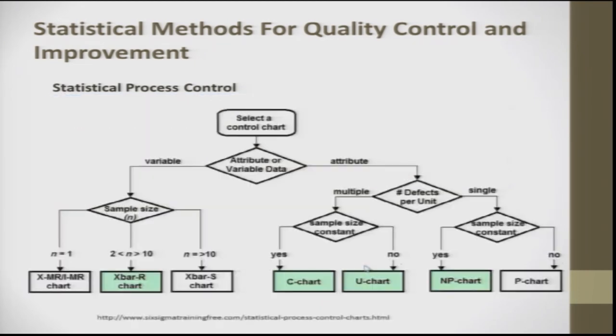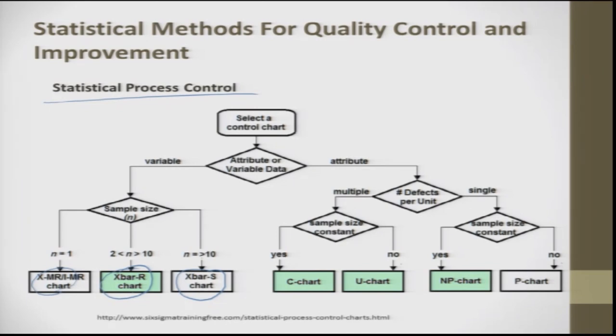So, statistical process control, if you put it in a flow chart, you can have variables and attributes. For variables, you have a sample size: n equal to 1, you do this; n between 2 and 10, you have the X bar chart and R bar chart; n greater than 10, you always go for the S bar chart.